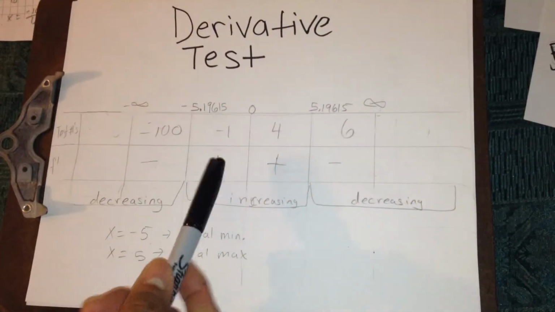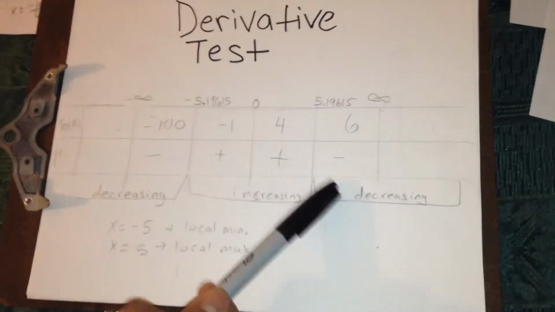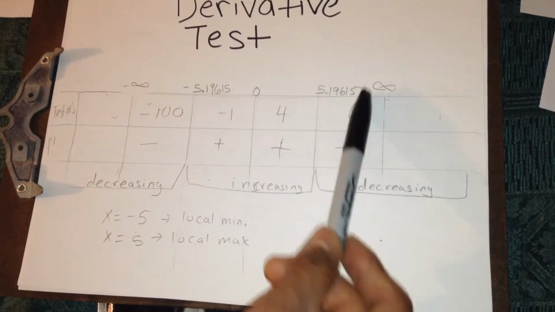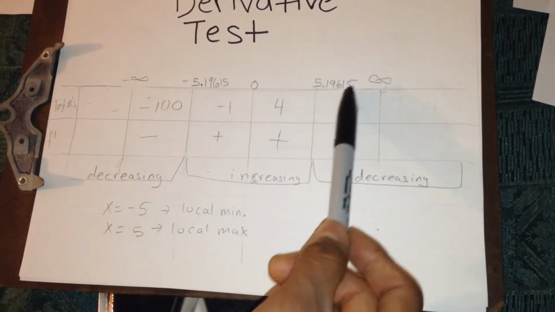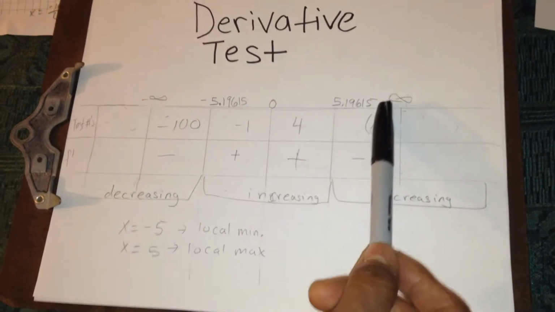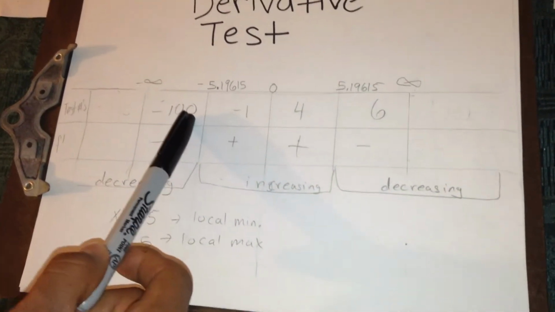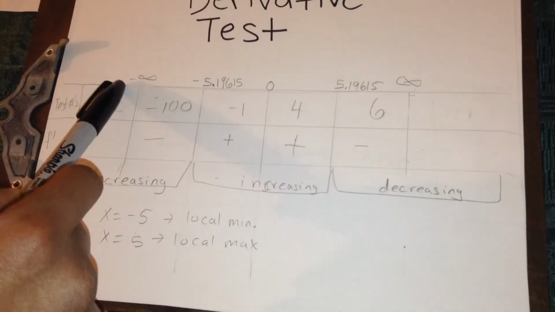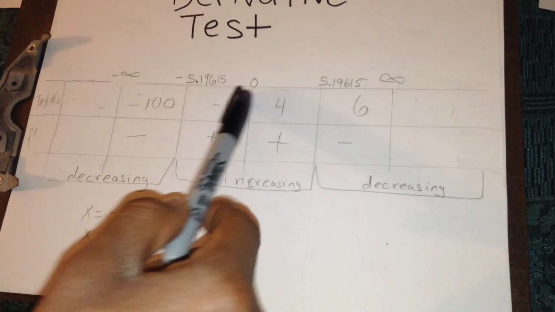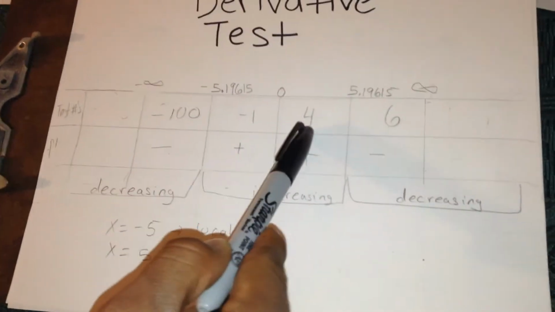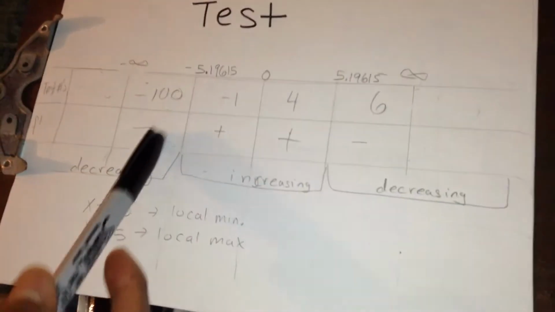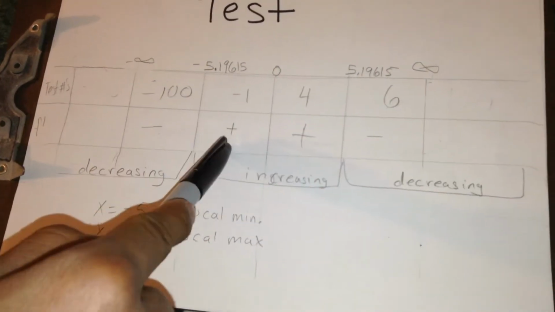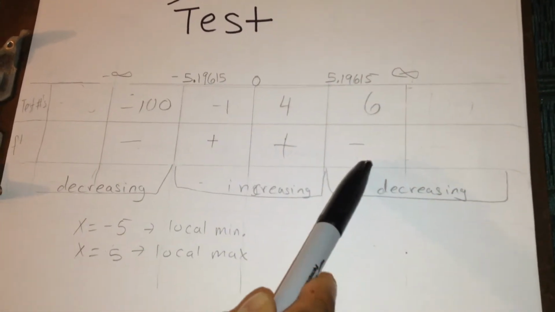And the next step is to perform the derivative test. Therefore, we chose the critical numbers that we received from the first derivative, and we chose numbers from negative 5.19 to negative infinity: negative 100, negative 1, 4, and 6. We plugged these numbers back into the first derivative, and we got negative, positive, positive, and negative.